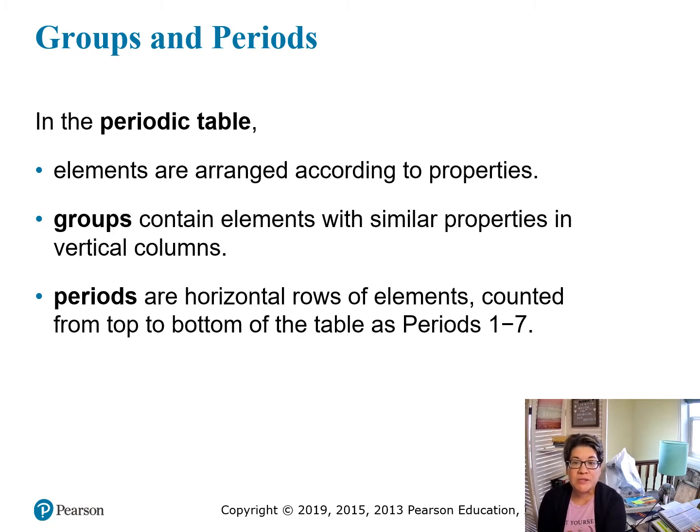We have groups, which are the vertical columns going up and down, and those all have similar properties. So if you go to group 1, the first group with hydrogen, the group all has similar properties. Hydrogen's a little bit different from the others, but the other ones all have similar properties. And then the periods are the horizontal rows that go across, and they don't have common properties, but they're similar in other ways. And we have 7 periods as you go across the periodic table. So it's kind of like latitude and longitude.